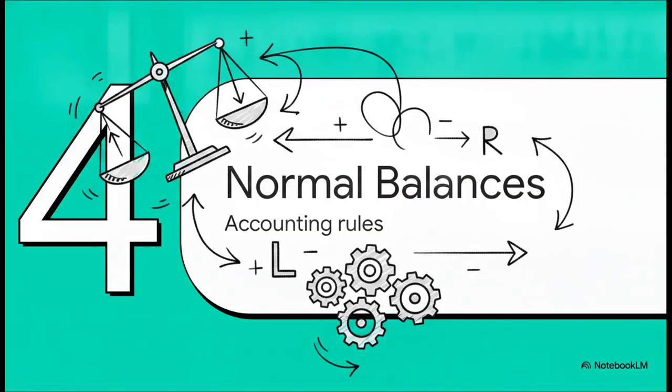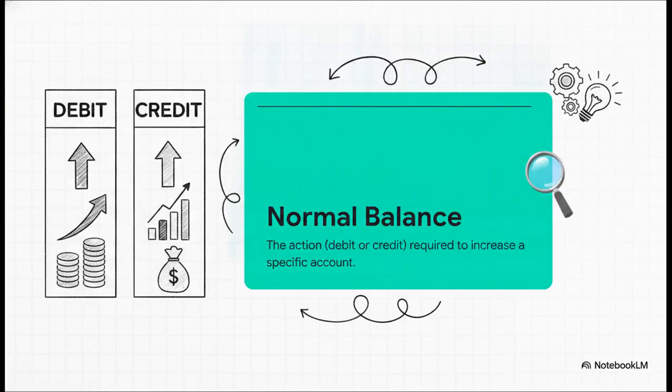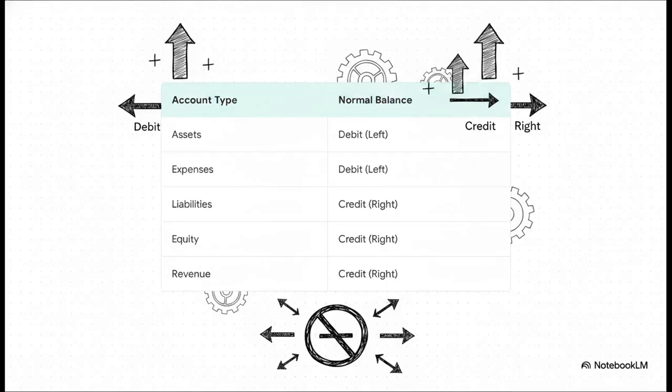Rules of normal balances. Before we get into the rules themselves, we have to understand this term, normal balance. This rule simply tells us what action, meaning a debit or a credit, we have to take to make a specific account's number go up. If you know an account's normal balance, you instantly know how to increase it. All right, this right here is your definitive rulebook.